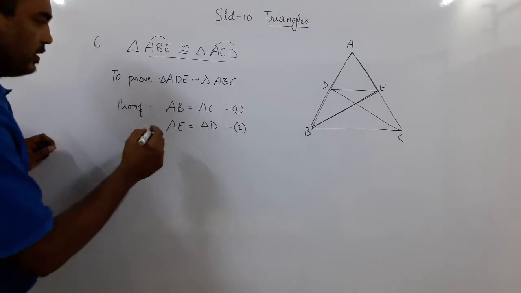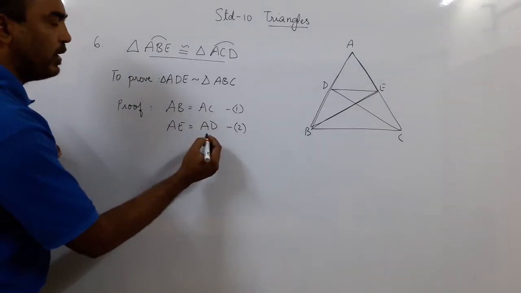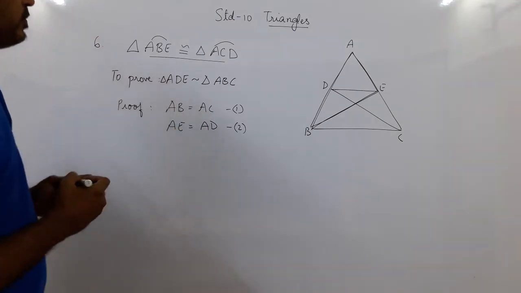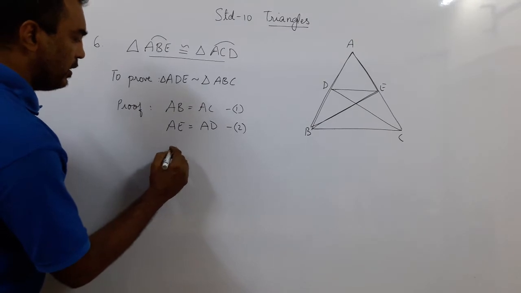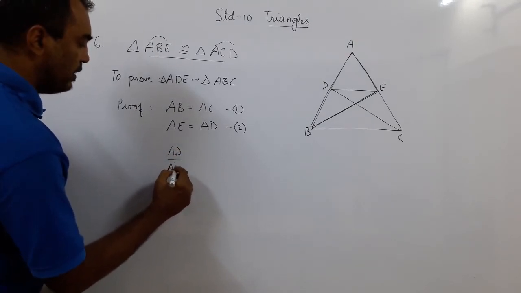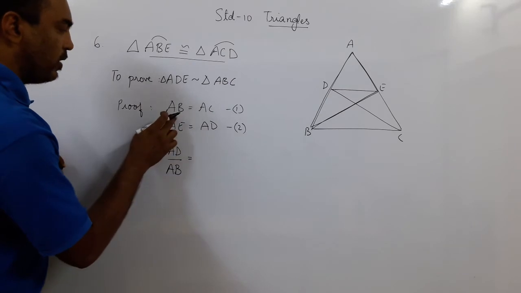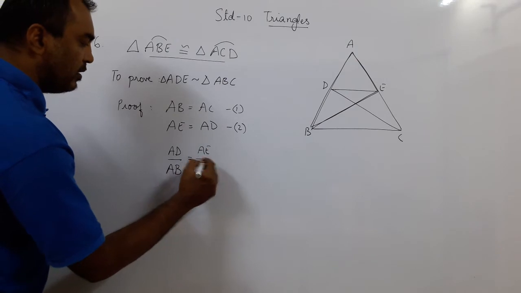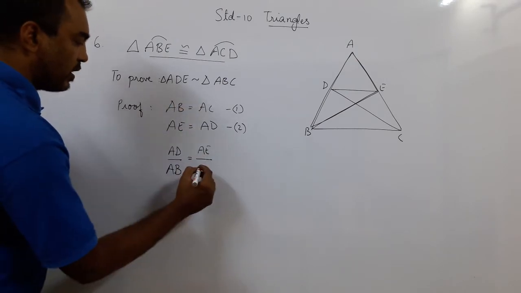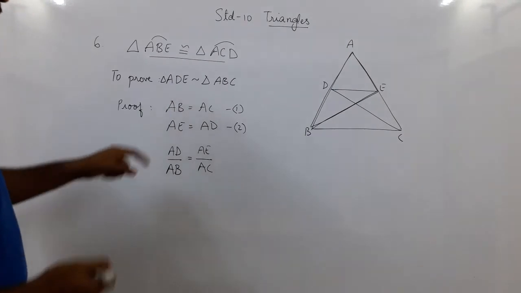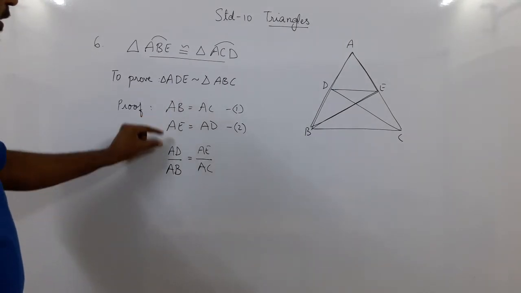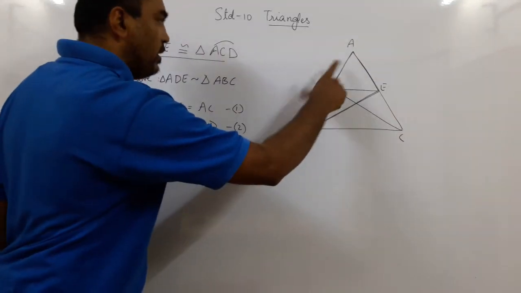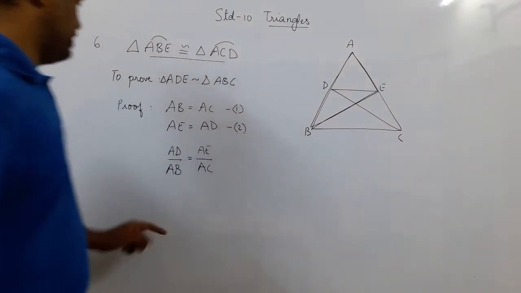Now since we have this, what can we write? If AB is equal to AC and AE to AD, I can write AD upon AB. But AD is equal to AE, so instead of AD I can write AE, and AB equal to AC, so I can write AC. So AD upon AB equal to AE upon AC.